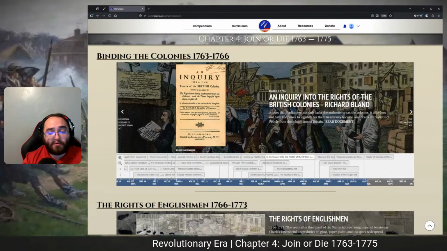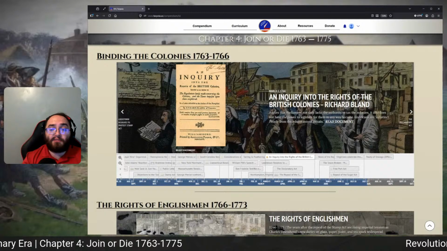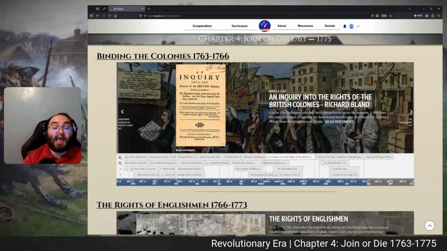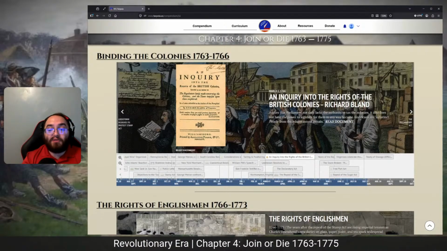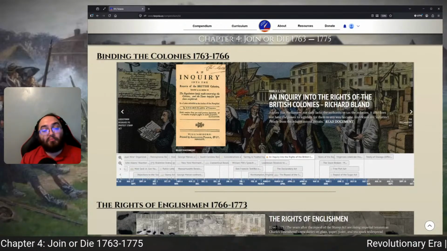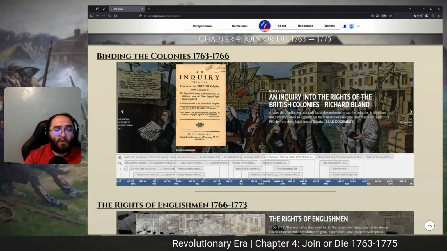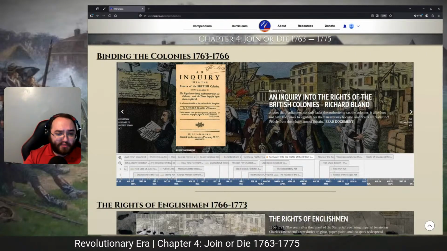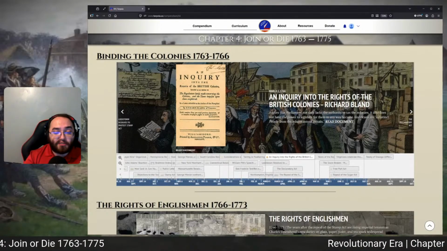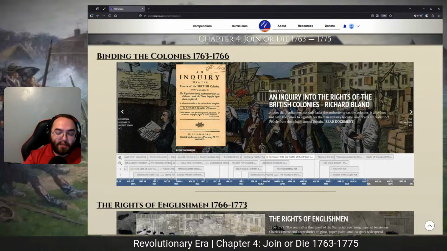Here's another essay written by Richard Bland. An Inquiry into the Rights of the British Colonies argues that Parliament not only lacks the authority to tax the colonies, it also does not have the power to legislate for them in any way, because Americans are a distinct people from the inhabitants of Britain. So this is a break in what many colonists, even patriots, will argue. Most patriots at this time are arguing that they are still British subjects that deserve the same rights as their fellow Englishmen in England.